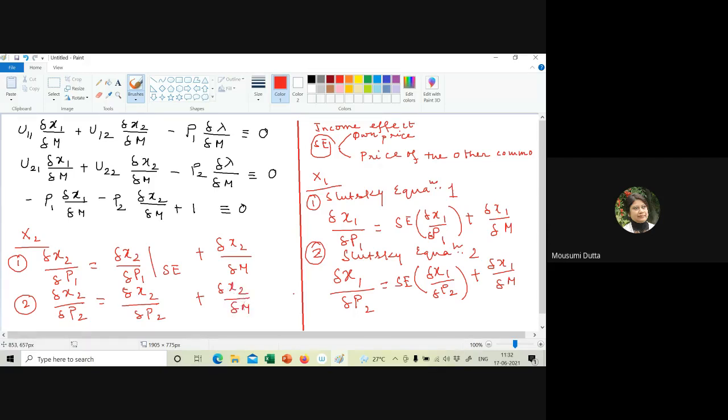So these are the four possibilities. With respect to own price, you can derive the Slutsky equation. With respect to cross price, you can derive the Slutsky equation. You may be asked to derive the Slutsky equation for commodity 1. You may be asked to derive the Slutsky equation for commodity 2. So all these possibilities are there. Is it now clear? We are doing one possibility in the class, rest you have to do on your own. Is it understandable? Yes, ma'am.